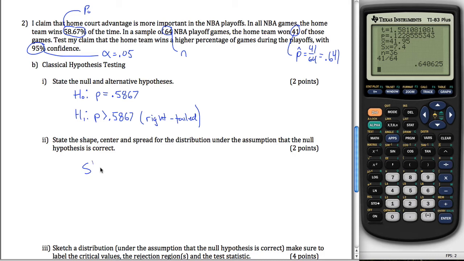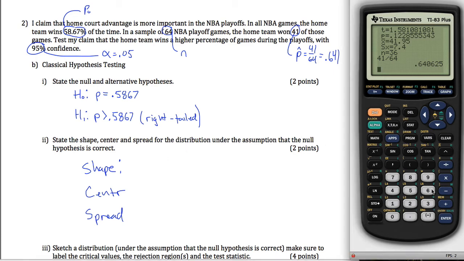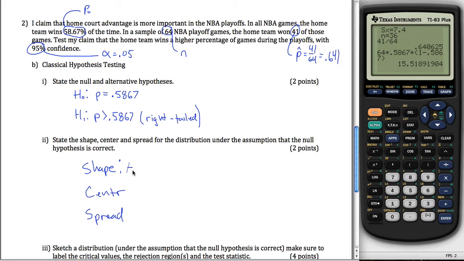State the shape, center, spread to tie it into problems we did earlier in this class. Sure, I can do that. Shape is approximately normal. Is that going to be true? Let's see. To figure out if it's approximately normal, you do 64 times P naught, 0.5867, times 1 minus P naught. And if that is greater than 10, I hope it is, or I'll have to redo this problem. Yes, it is. Good. The shape is approximately normal.